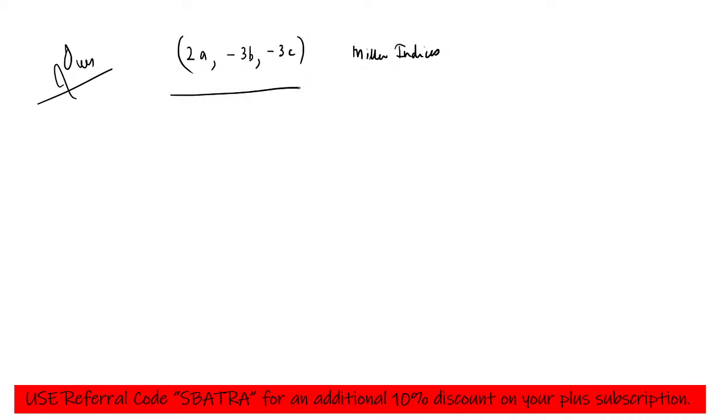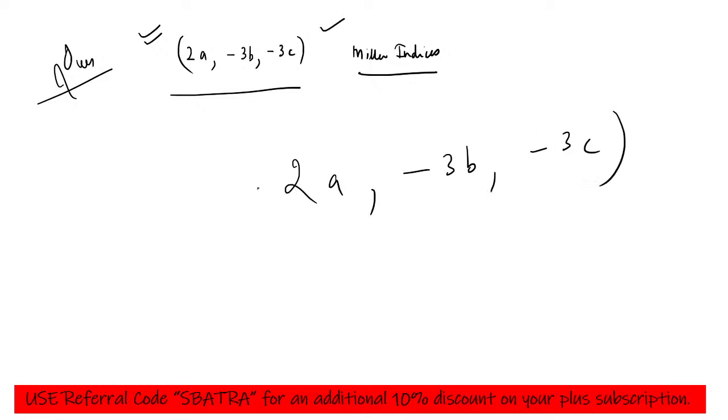So these are three values given of your intercept. You have to calculate Miller indices. The values are 2a, minus 3b, minus 3c. You have to calculate Miller indices.